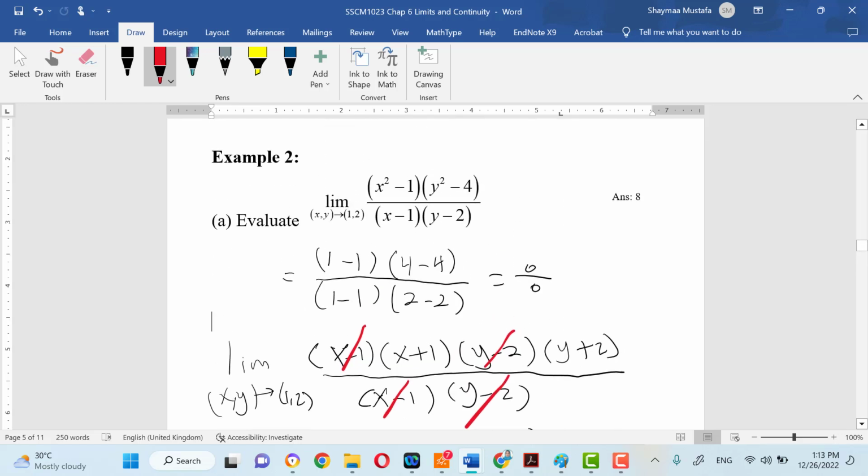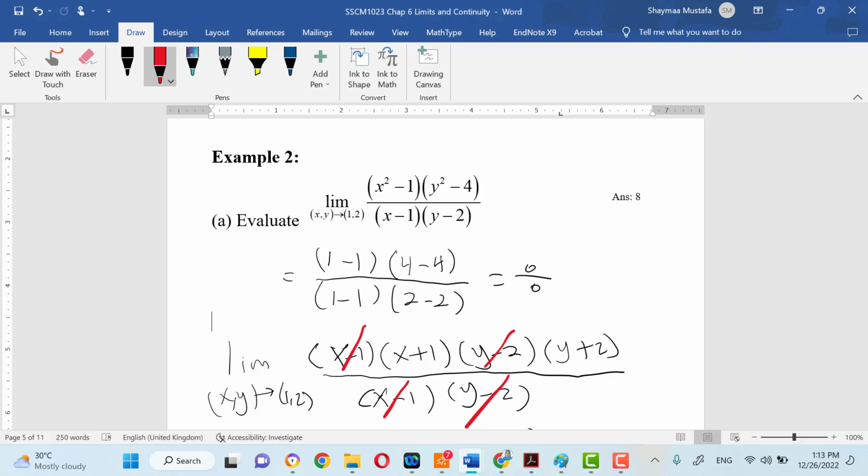So when we have 0 over 0, this doesn't mean that the limit does not exist. We can only conclude that direct substitution fails, so we need to do something else with this function. Here I cannot apply L'Hopital's rule because I have two variables, x and y. Usually for a function of one variable we go for L'Hopital's rule, but for a multivariable function we cannot.